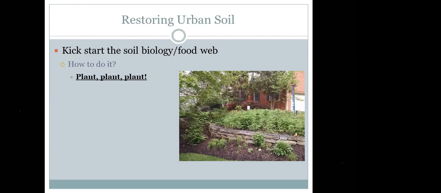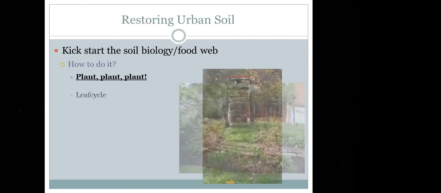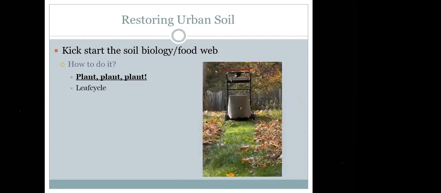But there's other ways to do it as well. You can leaf cycle. So rather than spending a lot of time and a lot of effort raking up the leaves in the middle of fall, you can just take your lawnmower and run them over. Now, if you have a mulching mower, this is very easy to do. You probably only have to make one pass. If you don't have a mulching mower, it's not a problem. All you have to do is probably run those leaves over 2 or 3 times until you've chopped them up into about the size of dimes.